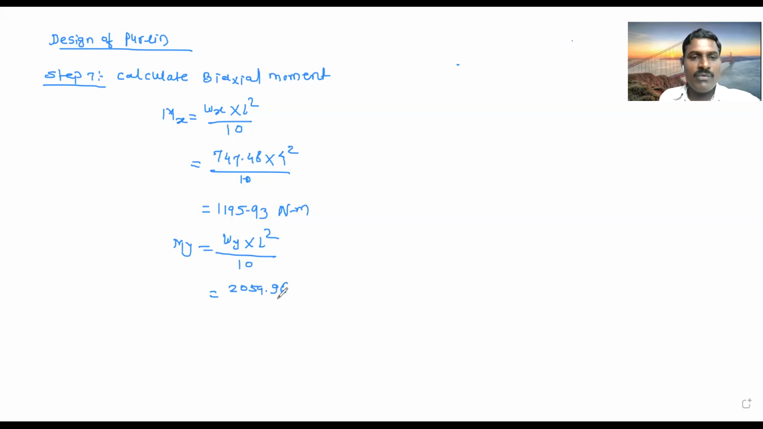So 2059.96 into 4 square divided by 10. So this will be the maximum biaxial bending moment in the y direction. So how much is this value? 3295.93. Okay, so these are the biaxial moments. Got it?